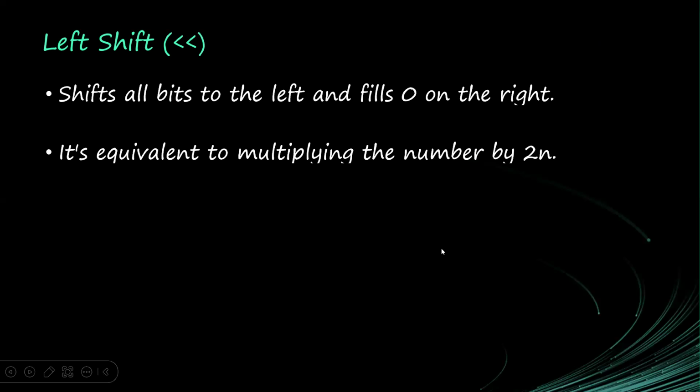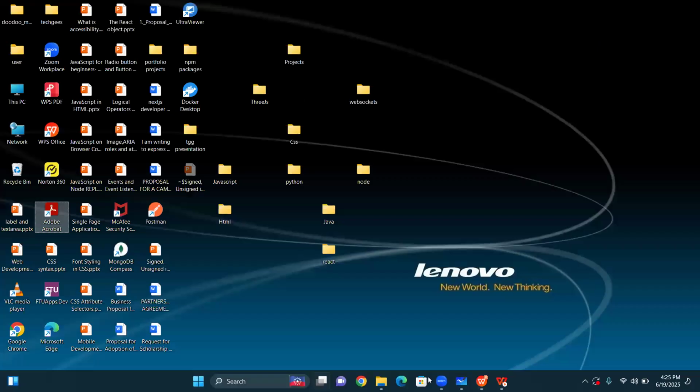So now, look at the things you need to get here, right? When you do a left shift operation, it will shift all the bits to the left, all right? Then it will fill the remaining part to the right. So let me show you using an example.